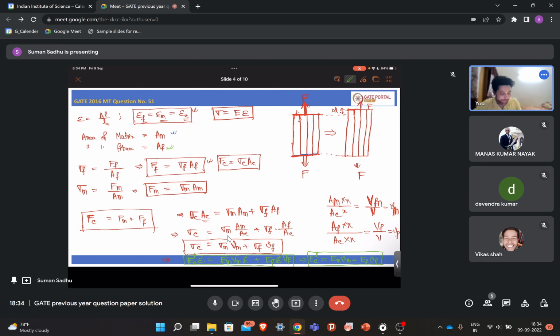So you got this one? How are we getting this formula? By the way, is this writing visible here, or are you having any problem? Yes sir, visible. Okay. So you people got it right.